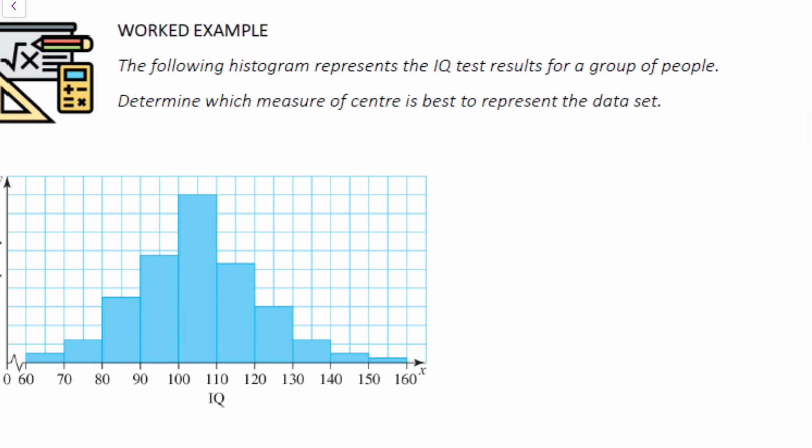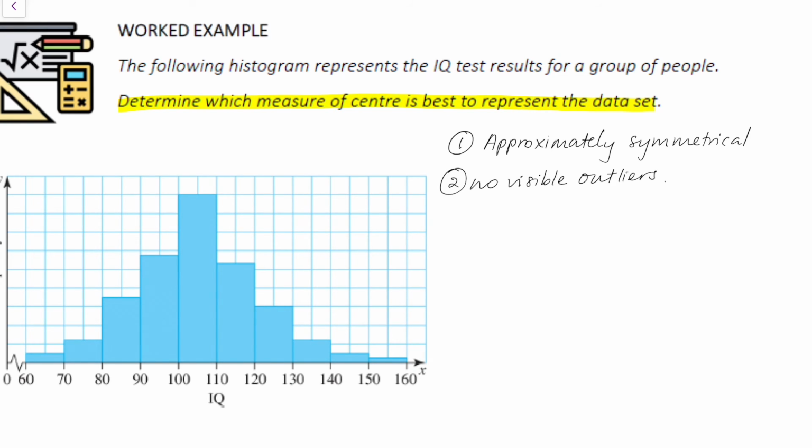So I've got a worked example here, which is just of a histogram, and it represents the IQ test results for a group of people. The question asks us to determine which measure of centre is best to represent the data set. So with this data set, the first thing I notice here is that it's approximately symmetrical, and that there are no visible outliers. So due to the lack of outliers and the fact that it's symmetrical, to me, the best measure would actually be the mean.